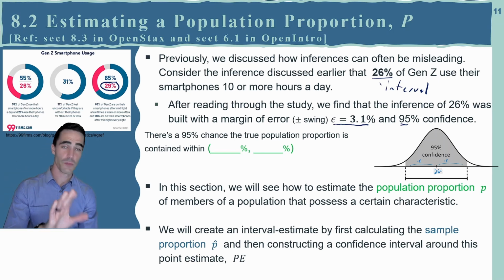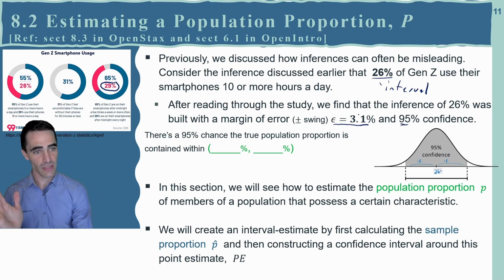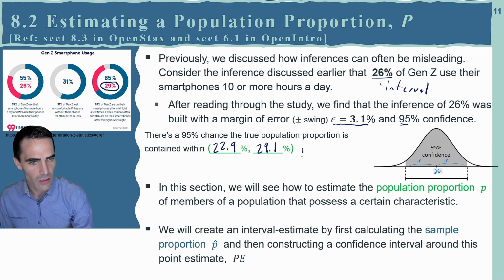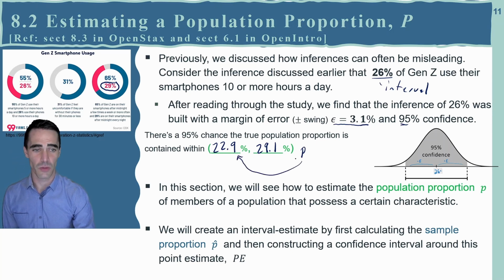And so really this 26% is misleading, because it can be minus that 3.1%, in which case you'd end up with 22.9%. And then if I add, I'll end up with 29.1%. One of the big issues that we run into is the population proportion could be as low as 22, it could be as high as 29, and it can be anywhere in between.